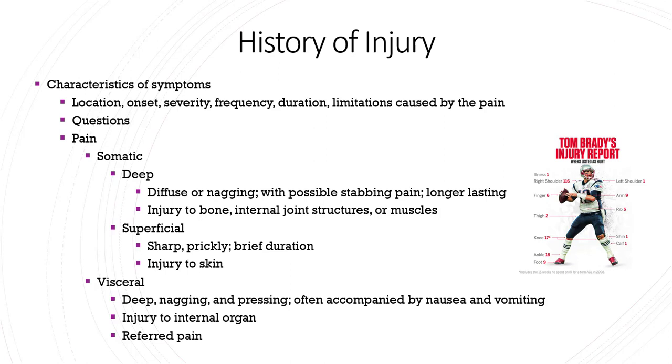We can also have visceral pain, which is a deep, nagging, and often pressing pain. This may be accompanied by nausea and even vomiting. This may indicate injury or damage to an internal organ, and we may even have referred pain, which is pain that radiates into other areas of the body. It may travel up or down the entire length of the nerve.